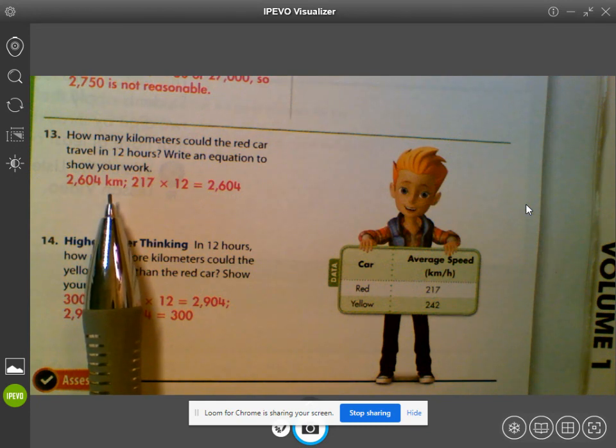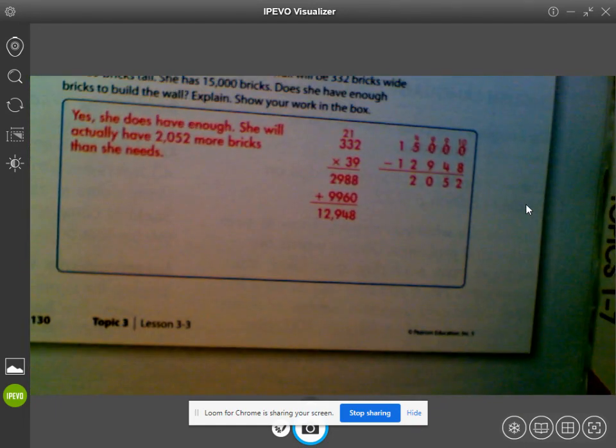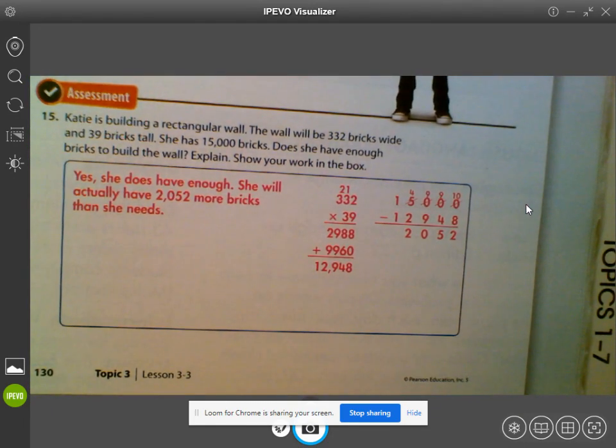And then finally, the last one that we had was number 15. So number 15, it looked like it was going to be a huge problem because there was a large box, right? And a lot of words. But let's look at this.